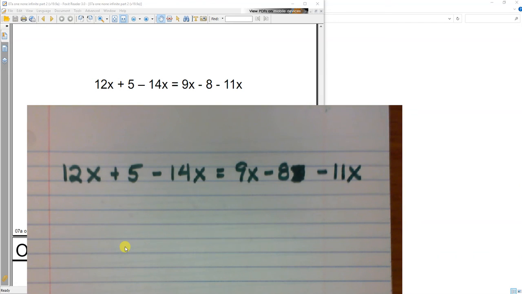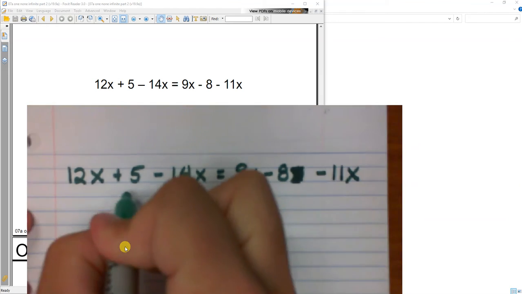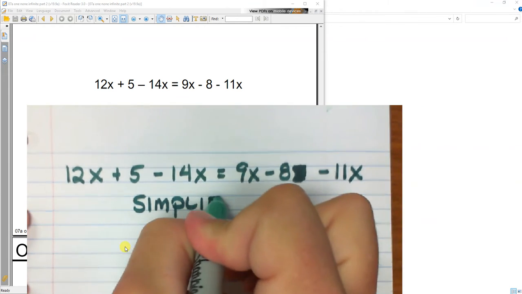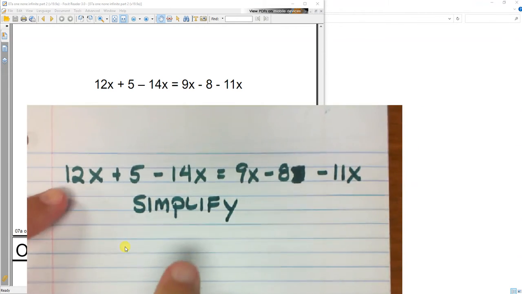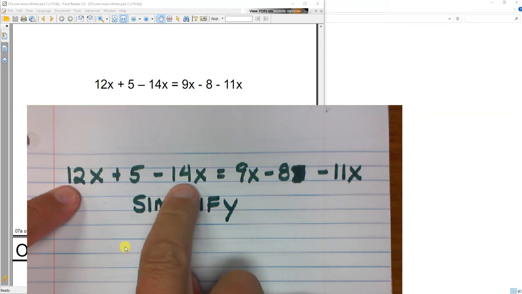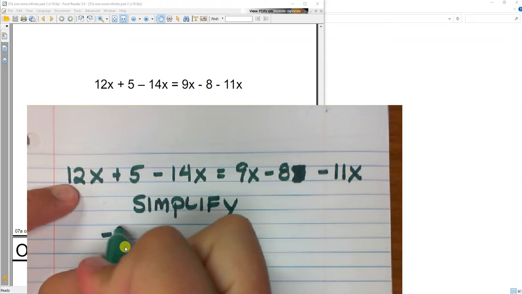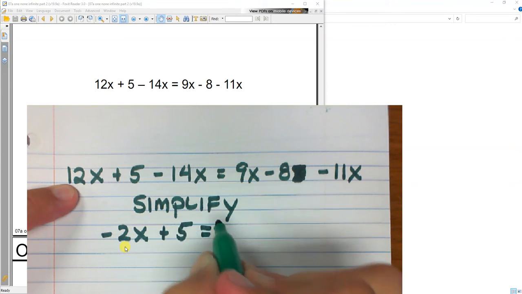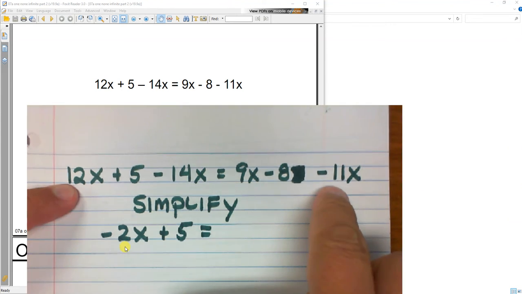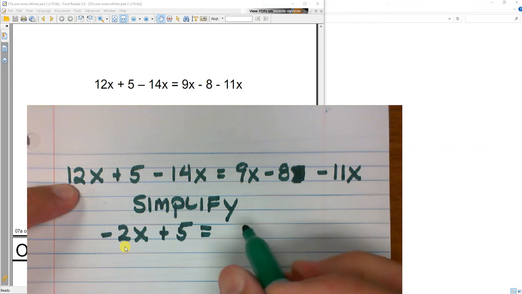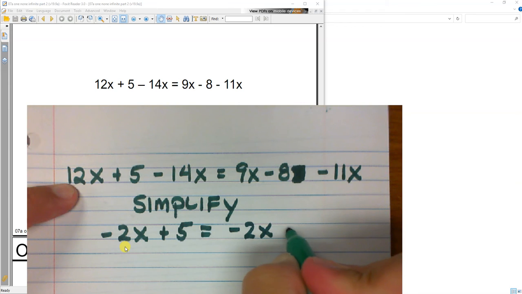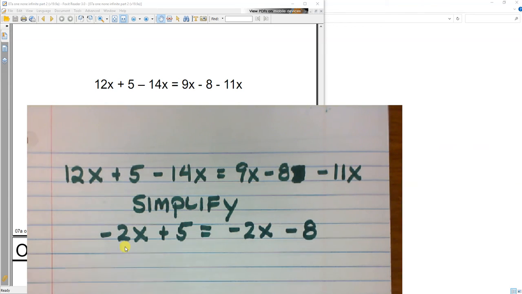Before I do anything, I need to simplify this down. Need to combine like terms. So I have 12x minus 14x, that's negative 2x, plus 5, equals 9x minus 11x is negative 2x, minus 8. And now I can make the decision.